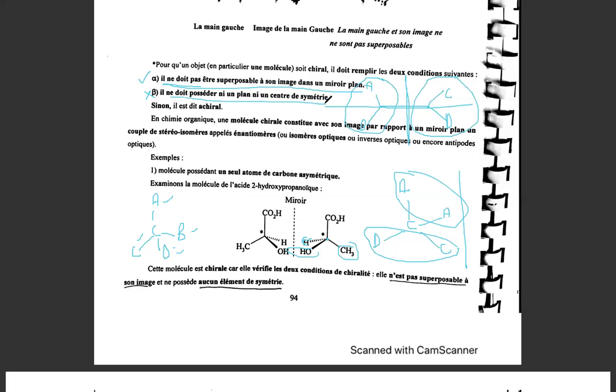So therefore, our conclusion is, for an organic compound to be called chiral, it's supposed to satisfy two conditions. The first one is, it should not be superposable with its image. It should never be superposable with its image. The second one is, it should not have a plane of symmetry or a center of symmetry. Those are the two conditions. In a case where one is satisfied and the other is not, it implies that the organic compound that you are looking at is achiral. Is it clear?